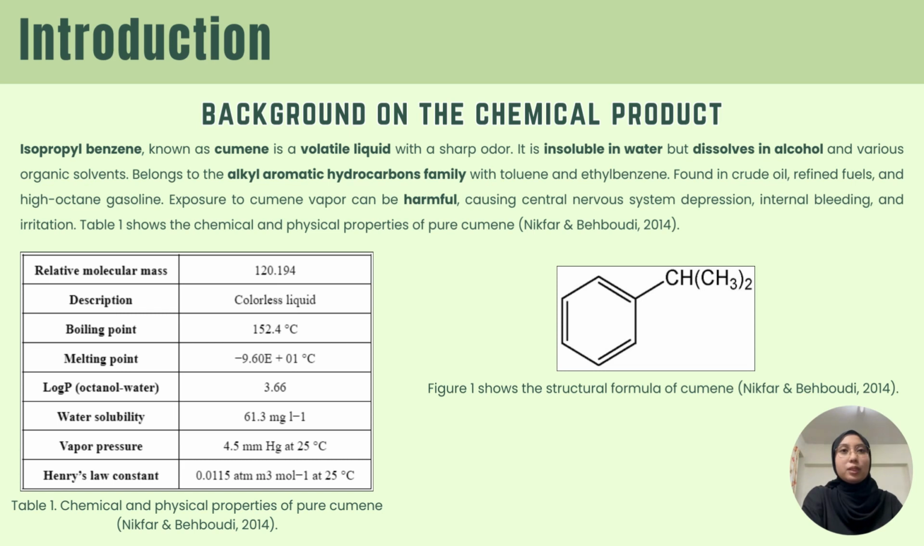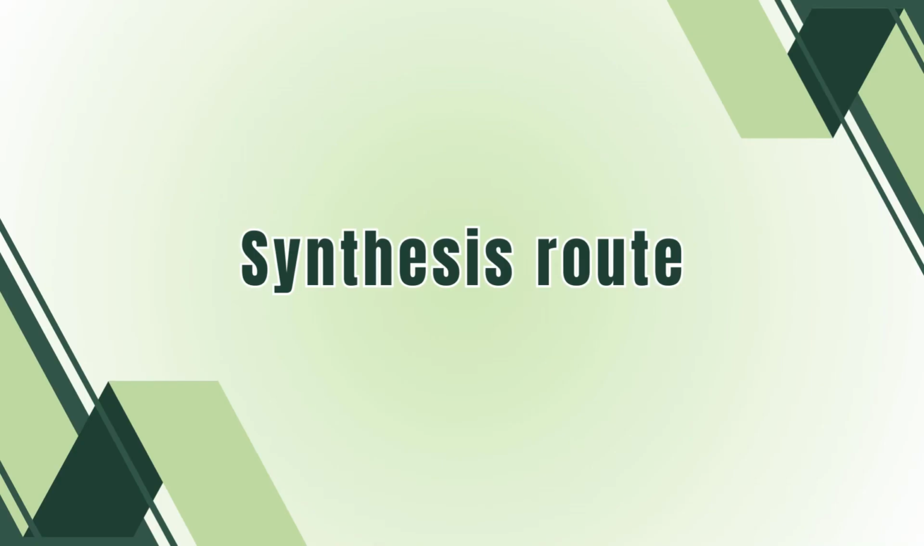For the background of the chemical product, cumene or isopropyl benzene is a volatile liquid with a sharp smell. It is part of the alkyl aromatic hydrocarbon family found in crude oil and gasoline. While it doesn't mix with water, it dissolves in alcohol and organic solvents. Cumene vapor exposure can be harmful, causing issues like central nervous system depression and irritation. For a quick overview, refer to Table 1 for the chemical and physical properties of pure cumene.